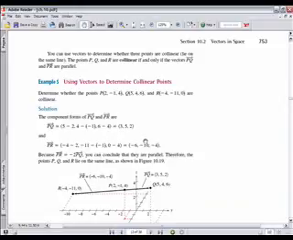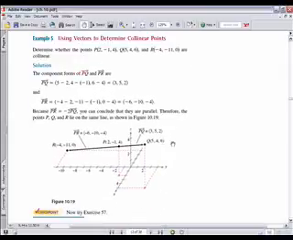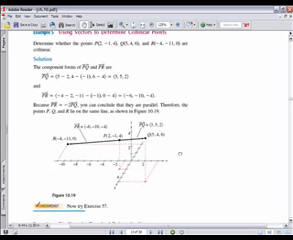And now if we want to see if the points are collinear, we simply want to find out if these vectors are parallel. If the vectors are parallel, the points must be collinear. And let's see, multiply by negative 2, by negative 2, by negative 2. These are parallel vectors, therefore the points must be collinear. And you can see that represented visually here.